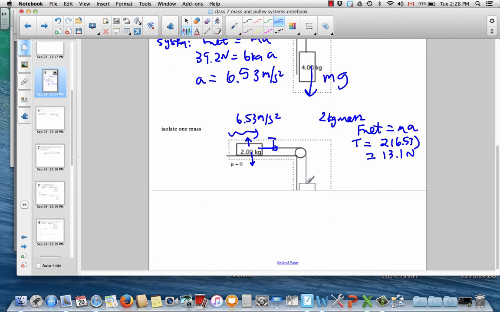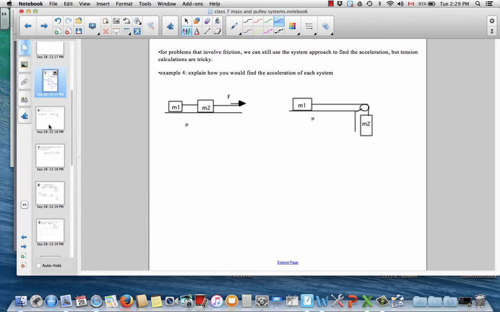Now, if you want to check for consistency, you can see that if this mass is accelerating at 6.53 and 39.2 newtons of downwards weight, is that consistent? Yes, because the mass of 4 times the acceleration of 6.53, that's about 26 newtons, and the downwards weight minus the upwards tension also gives you 26 newtons. So that's consistent. Now, what happens then if friction is non-zero?